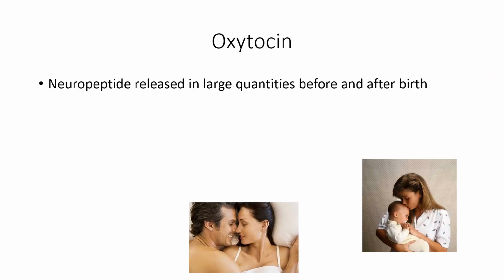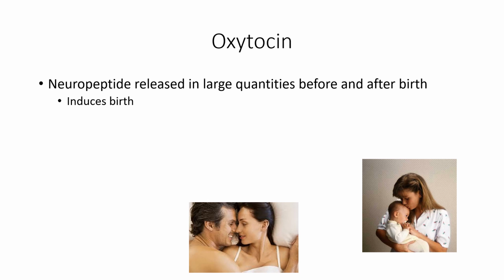Let's talk about oxytocin for a minute, because if we're talking about birth, we need to talk about oxytocin. Oxytocin is a neuropeptide that is released in large quantities before and after birth. It actually induces birth. Another thing is it induces lactation in women. So these are the things that it was originally designed for. However, now the body and evolution have co-opted it for some other things.